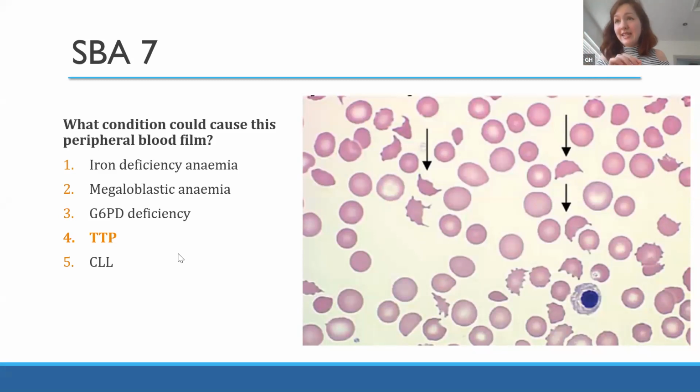So that's why this is TTP, because you've got your microangiopathic hemolytic anemia, and because of those things from the ultra large von Willebrand's factor, you're getting shearing of the red blood cells when they pass through, and that's when you get these schistocytes. It's not iron deficiency anemia. You'd get your hypochromic, microcytic, they just look a bit less red, they look smaller, and you might get your weird pencil cells, which they like to mention. Megaloblastic anemia, you'd be looking for a hypersegmented neutrophil.